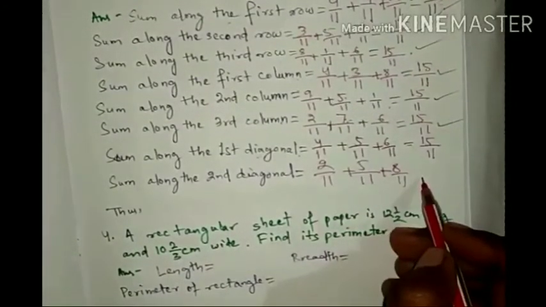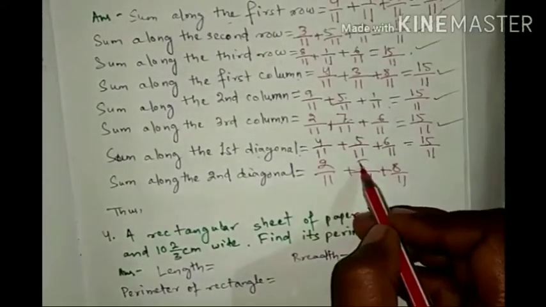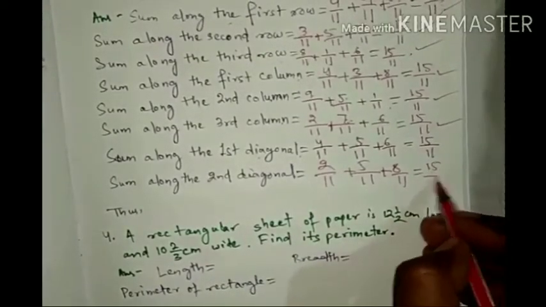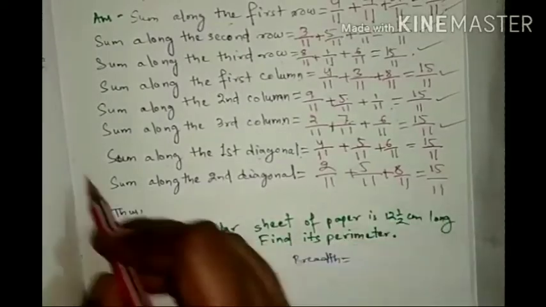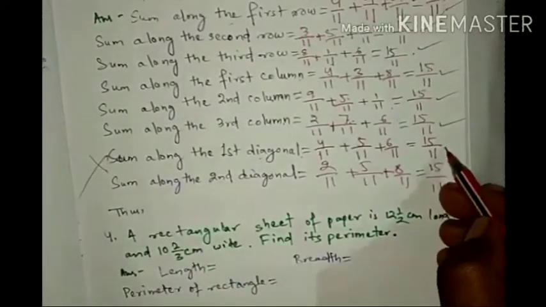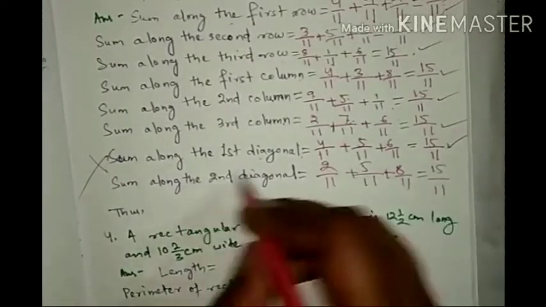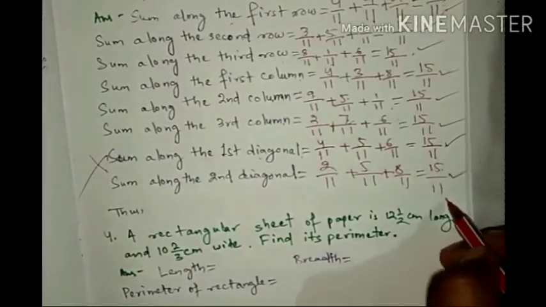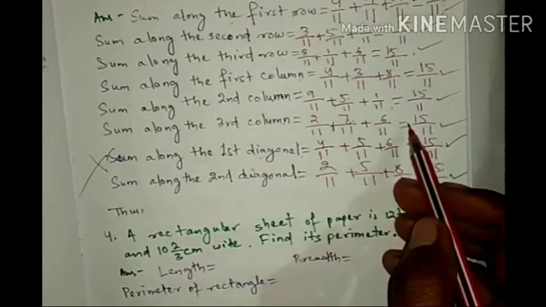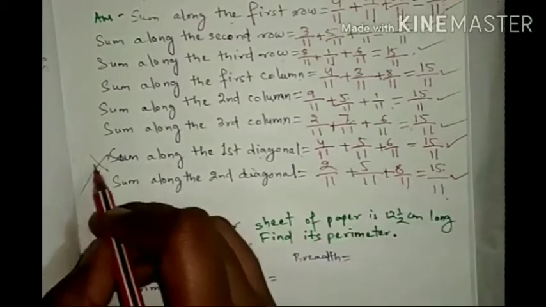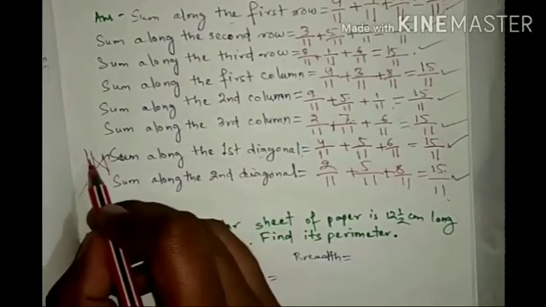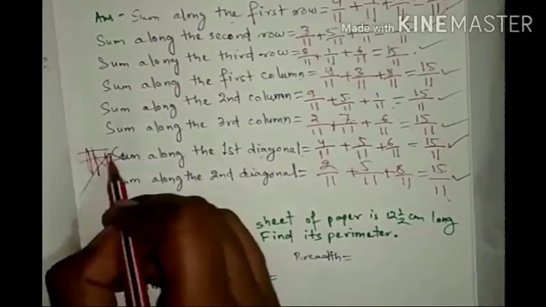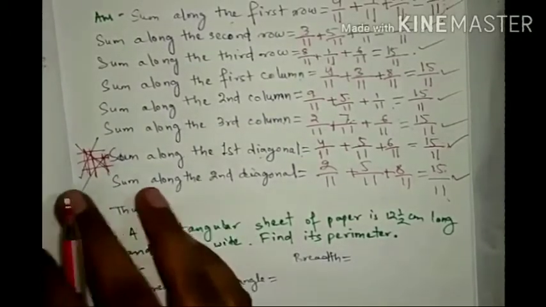Like fractions are there, so we can add: 5 plus 2 is 7, 7 plus 8 is 15, so 15 by 11. Along the diagonal also the sum of fractions is 15 by 11. So we are getting the same sum in rows, in columns and in diagonals.